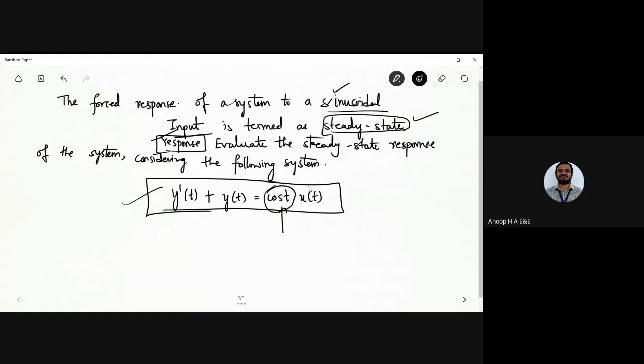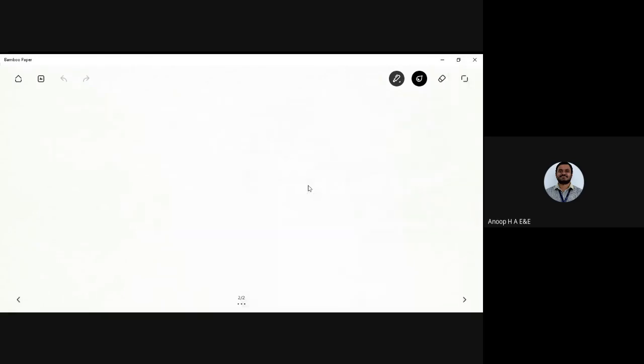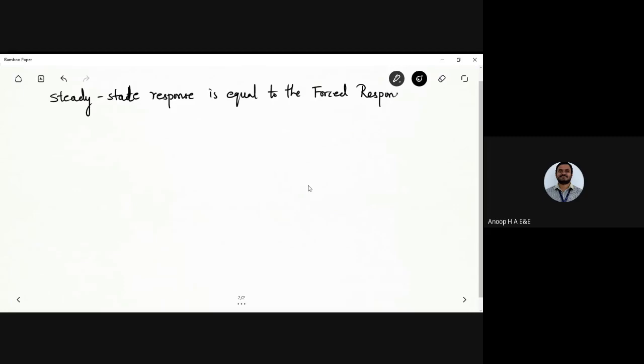It is modeled in such a way that y'(t) + y(t) = cos t into u(t). Now the solution goes this way to find the steady state response. As I already told you, the steady state response is equal to the forced response of the system. Natural response is without considering the input. Now with the input included, you have the forced response of the system.